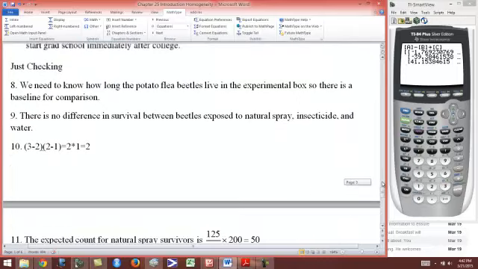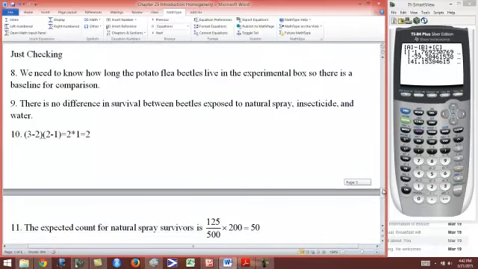Let's do the Just Checkings. We're talking about the potato beetles, and they do an experiment, and they have 3 different jars. One jar they spray with water, then they have a natural spray, and then they have insecticide, and then the beetles live or die. Okay, so why do we have a jar with water? Well, we want to know how long the potato beetles live in the experimental box. So it's a baseline for comparison.